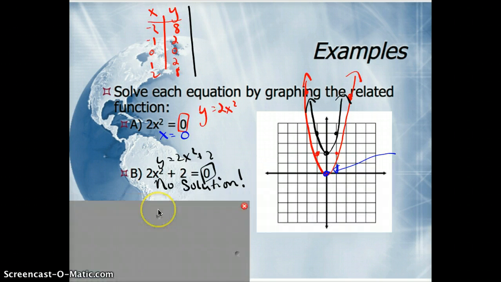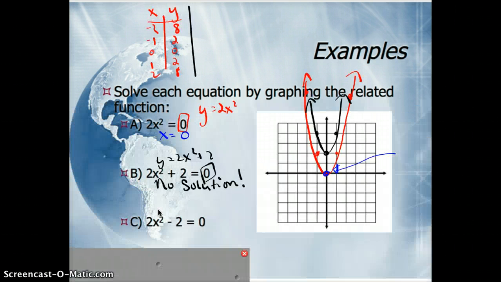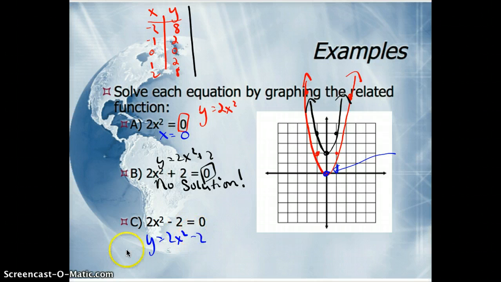And then we also have this kind of case sometimes, 2x squared minus 2 equals 0. So again, I would graph y equals 2x squared minus 2. And it should look a lot like this first equation, but shifted down 2 units. So it's going to be down at -2, and here, here. Going up a little.